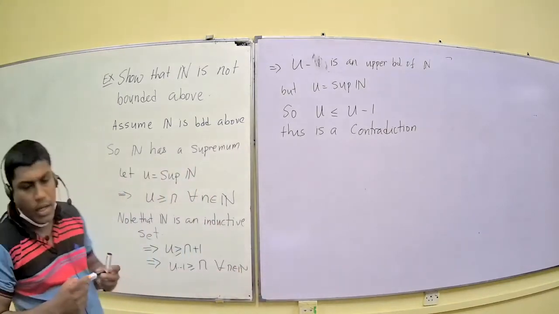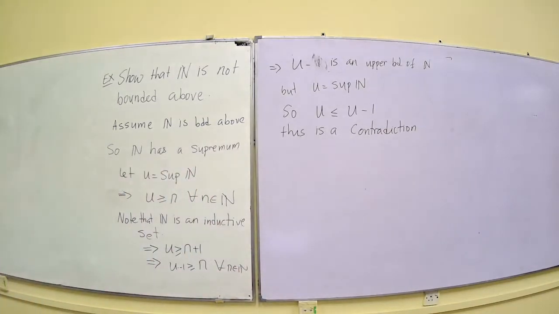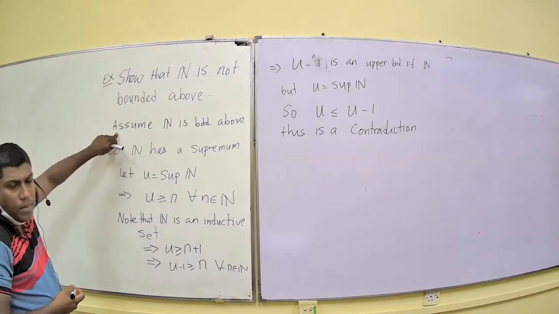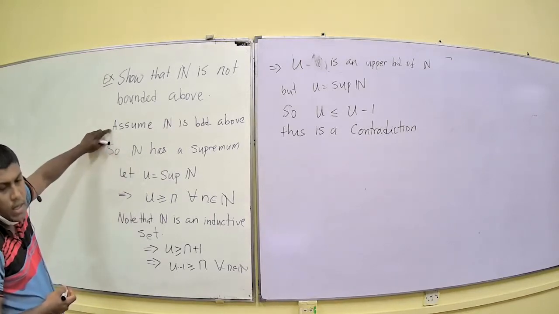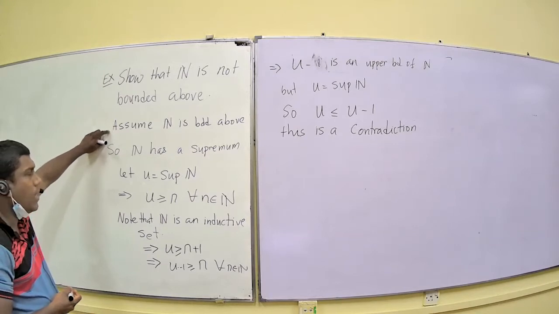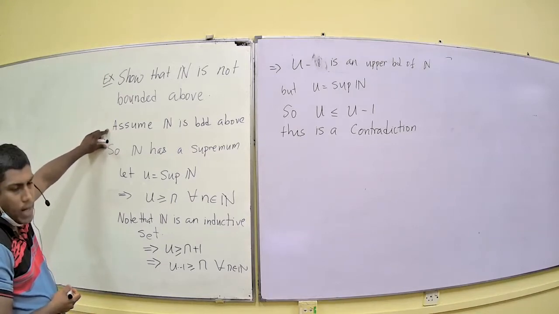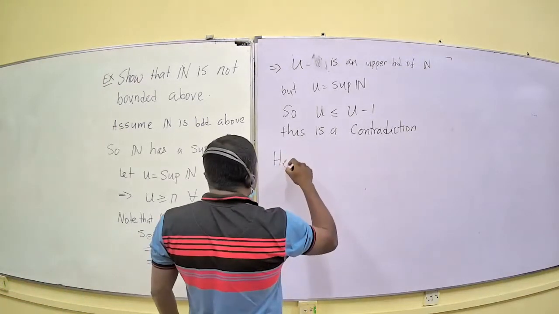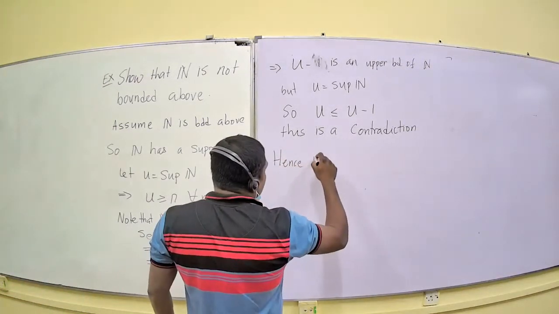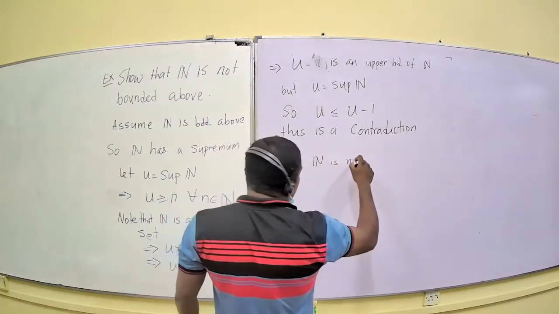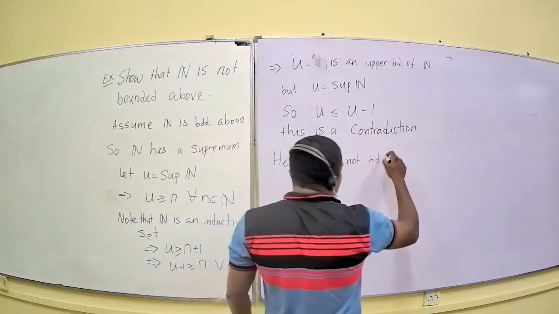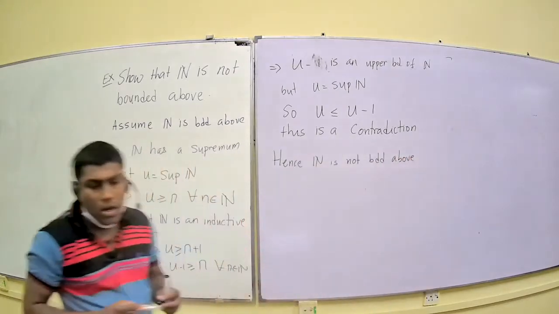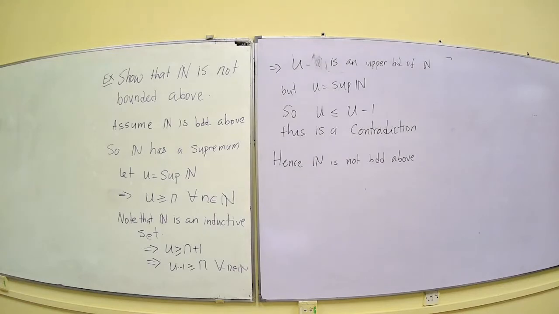This is a contradiction. So if this is a contradiction, then what we assumed is wrong. So what we assumed is that N is a bounded above set, right? The set N is bounded above. That is wrong. So hence, N is not bounded above.